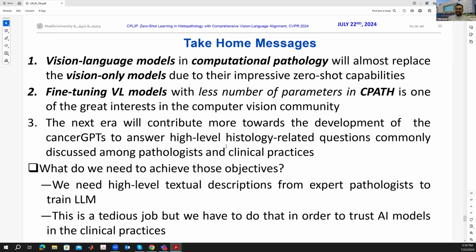Fine-tuning VL models with a smaller number of parameters in CPath is of great interest to the computer vision community. So if someone is going to propose another million images data set and align million images with textual description, I don't think we can further push the performance. The next kind of ocean for us is to work on fine-tuning a vision language model. We don't need data. We only need a new scientific algorithm which we can fine-tune for vision language modeling.